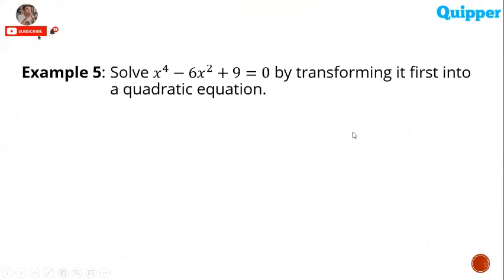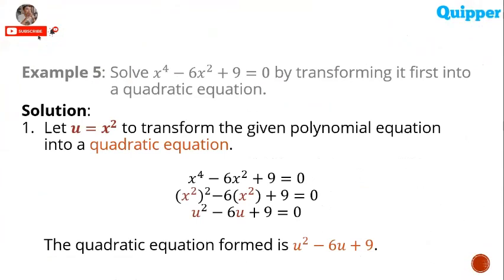Let's have another example. We will solve first for the quadratic equation in standard form and try to find the values of x, considering the example x to the fourth power minus 6x squared plus 9 equals 0. So from here, we let u be equal to x squared to transform the given polynomial equation into a quadratic equation. The same process as I presented a while ago, that is x to the fourth minus 6x squared plus 9 equals 0. Since u is equal to x squared, we substitute x squared with u, that is u squared minus 6u plus 9 equals 0. That is now our quadratic equation in its standard form.